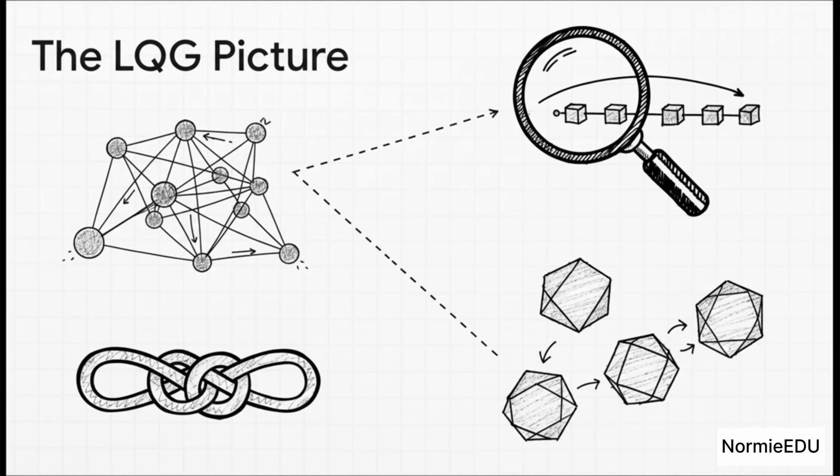LQG predicts that if you could zoom in to the smallest possible level, the Planck scale, you wouldn't see a smooth, continuous reality. You'd see that space itself is grainy. It's made of discrete pixels or atoms of space, connected in a network. Things like area and volume aren't continuous. They come in tiny, indivisible packets, described by these complex mathematical things called spin networks.